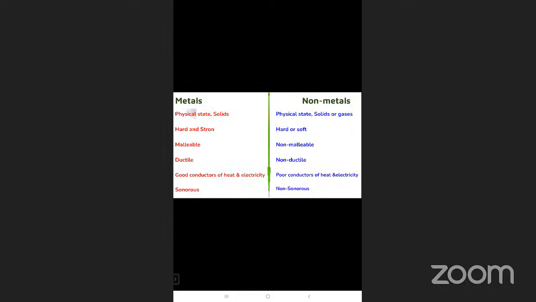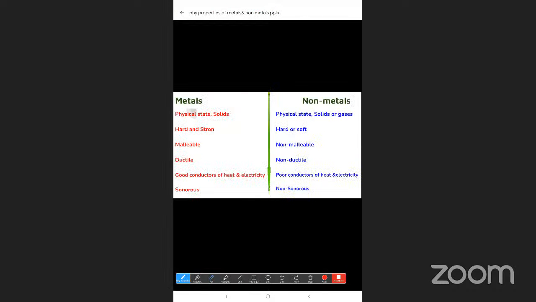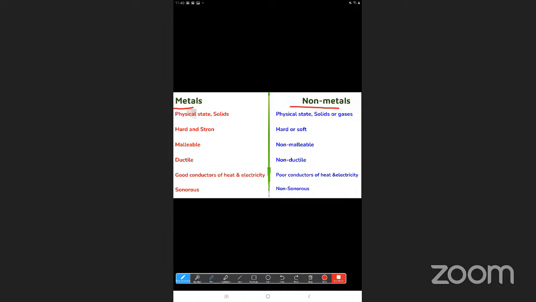So here, look at the properties of metals and non-metals. The physical state: metals are solids, and non-metals are solids or gases. Generally, metals are hard or soft. Soft means mercury, which is one of the soft metals. Non-metals are hard or soft, because gases are also present. Hard means diamond, which is one of the hardest non-metals. Sulfur and phosphorus are soft, and gases are also present.